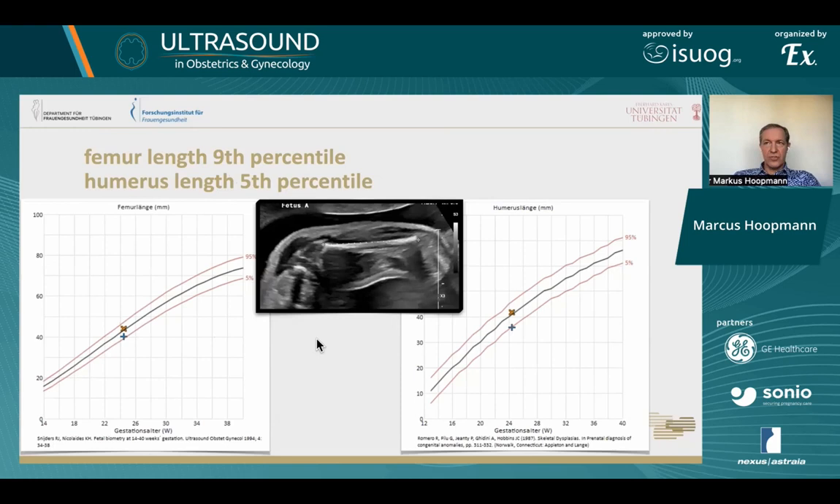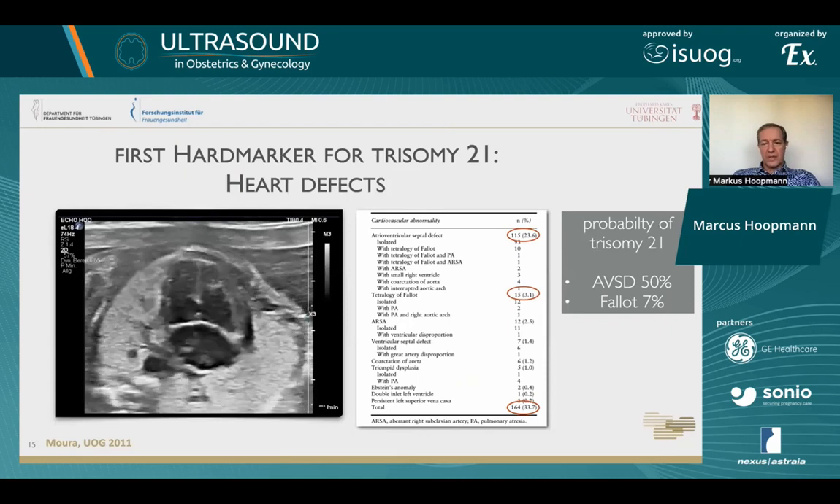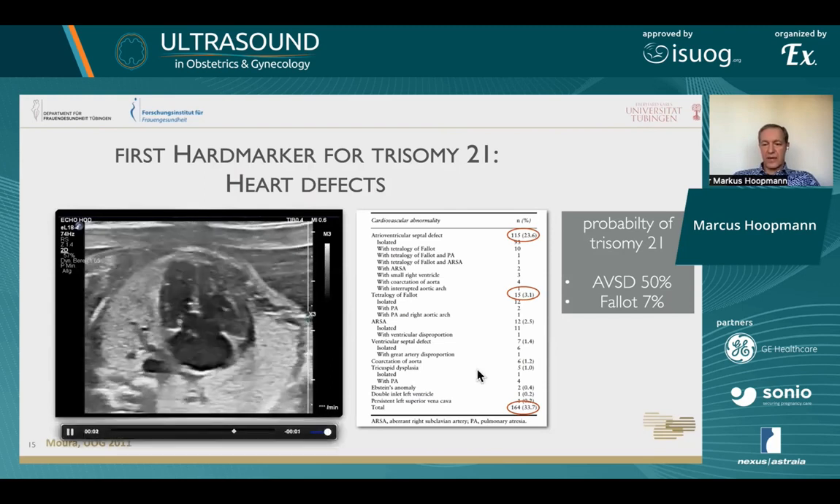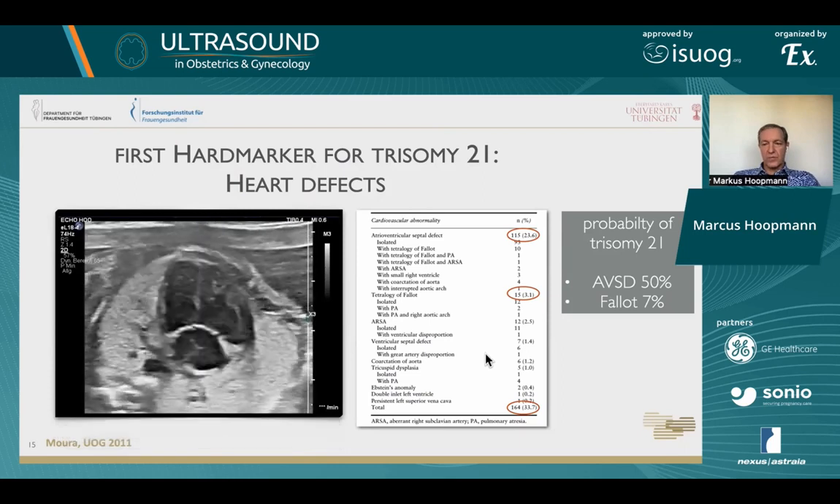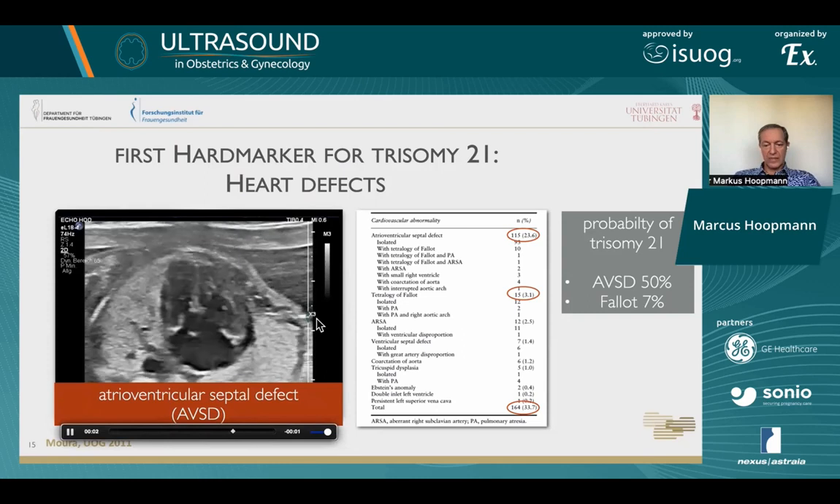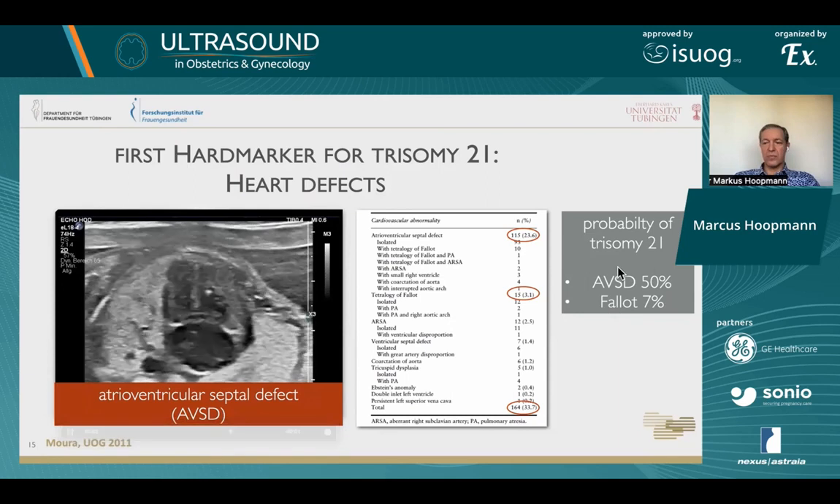And you see this combination of hard markers and soft markers. And when we talk about hard markers for trisomy 21, I think we can reduce it to 3. The first one are heart defects. In 45% of trisomy 21 fetuses, you will find heart defects, especially this one, the atrioventricular septal defects. You already had several lectures on heart defects, and this is the most common. And if you find this heart defect, the probability of a trisomy 21 is 50%. And even if you find a tetralogy of Fallot, it's 7%.